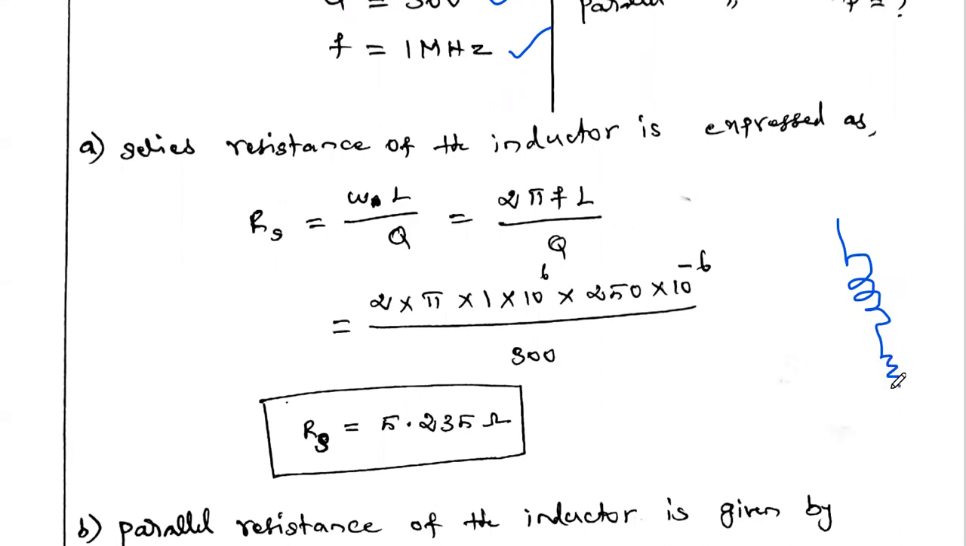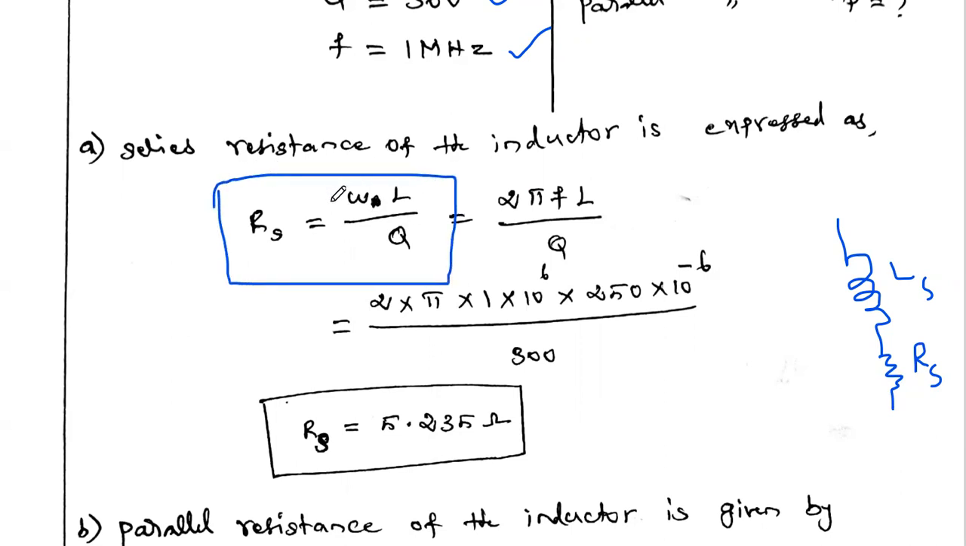That power loss is represented by the series resistor RS. So we have to find the value of this series resistor RS using the formula. The series resistance RS is equal to omega L divided by Q. Omega L is the reactance of the inductor divided by the quality factor. It is called the series resistor.